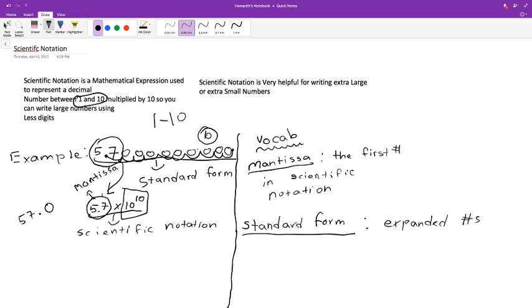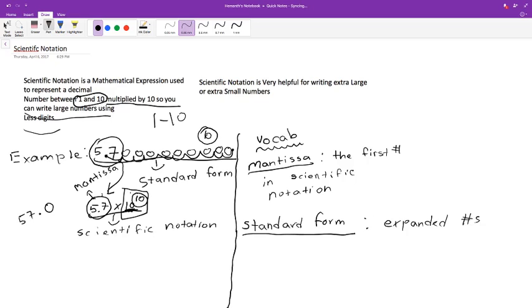So 10, why do we have this? If you see here, multiplied by 10 so you can write large numbers using less digits. Well, that just means you write 10 with an exponent. So the number we counted here is the exponent of 10. So this is the base 10, which will always be there. And then this is the exponent, because we counted 10 spaces.